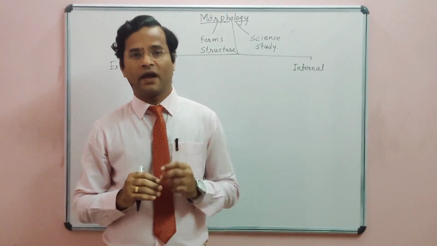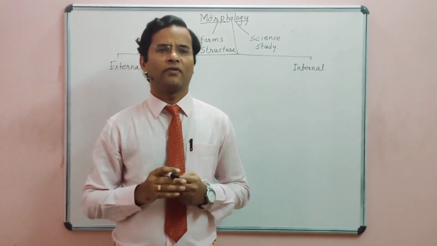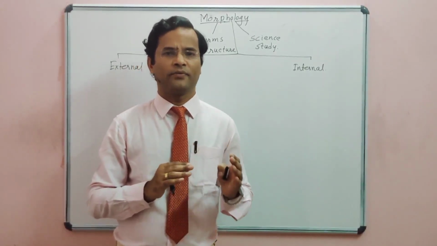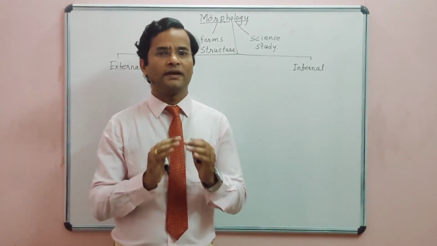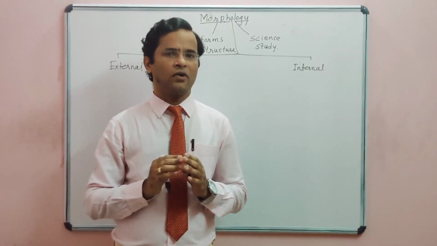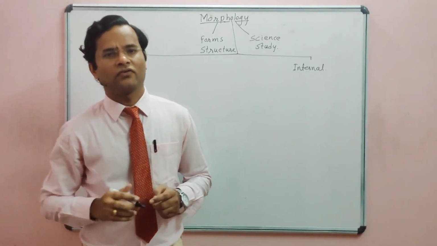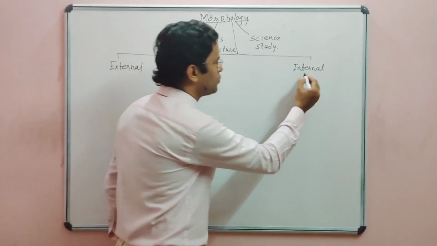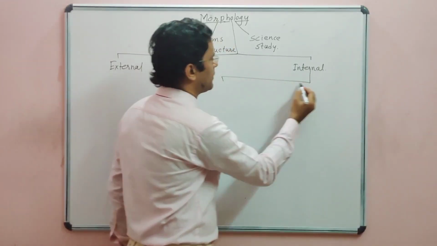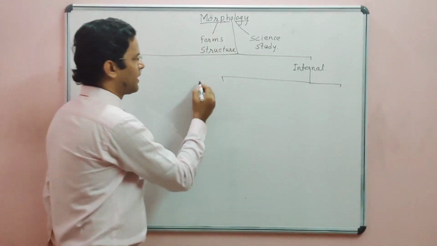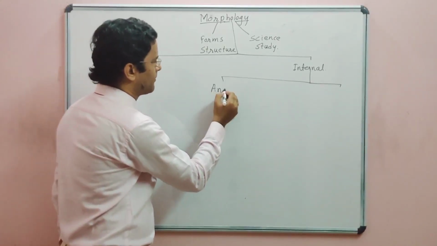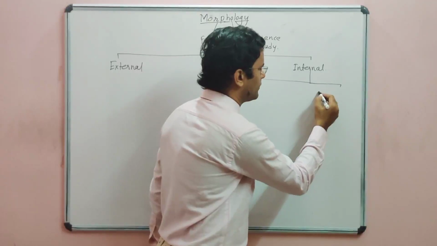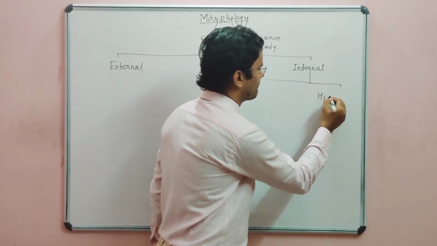On the other hand, there is internal morphology. Internal morphology studies the internal forms, meaning how it looks internally. Internal morphology again has two types: one is anatomy, and the second one is histology.